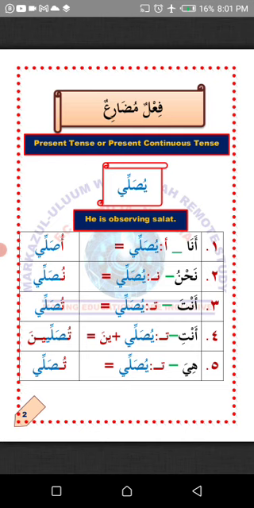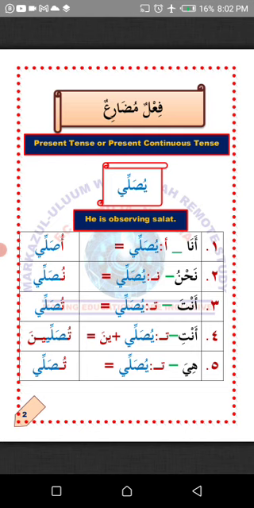The question is, how do we change the verb yusalli to suit the pronouns below? Yusalli simply means he is observing salah. He in Arabic is huwa, which is the opposite of here, she. So how do we now change the verb yusalli to suit the following pronouns?